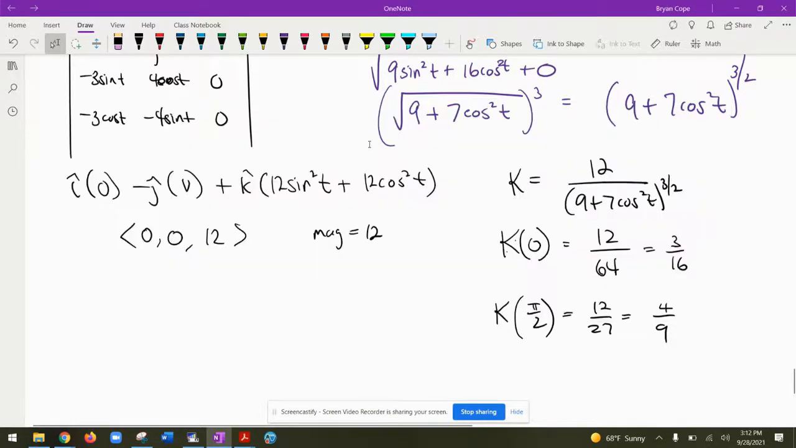Having that mouse problem again. It's not showing up. What the heck?